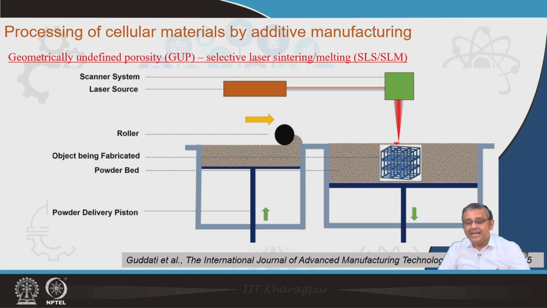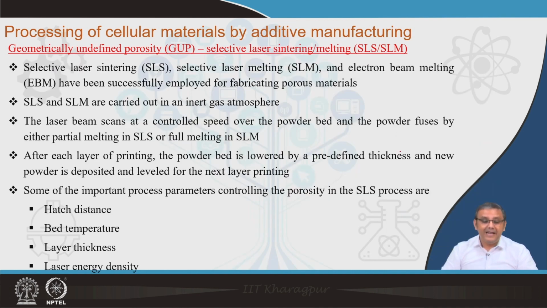In many cases, especially for ceramic fabrication, after we obtain the green body in this way, the green body needs to be sintered to obtain sufficient strength in the porous material. Now, this SLS or SLM technique can also be used with the electron beam technique, like this deposition process.